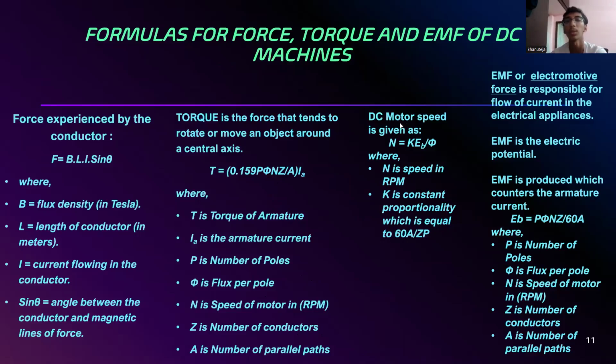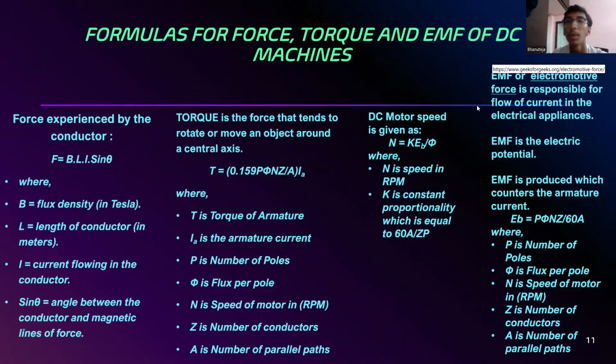Next, we'll go on to DC motor speed, which is given by N = K Eb/φ. We already know that N is the speed in RPM. K is a proportionality constant, which is equal to 60A/PZ.